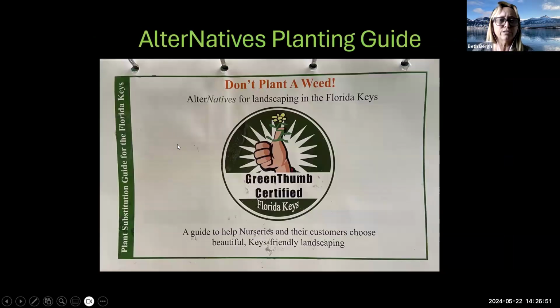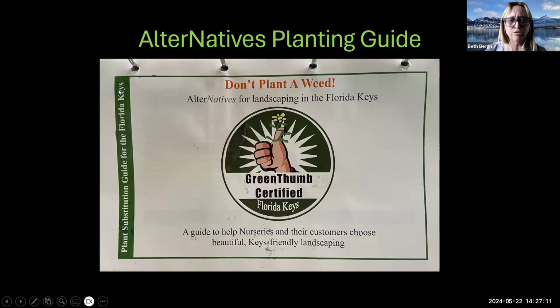And then another thing that we produced several years ago is something called the Alternatives Planting Guide. It's a big binder that we take to public events like Earth Days or community outreach events, and it's like a tabletop thing that people can view.